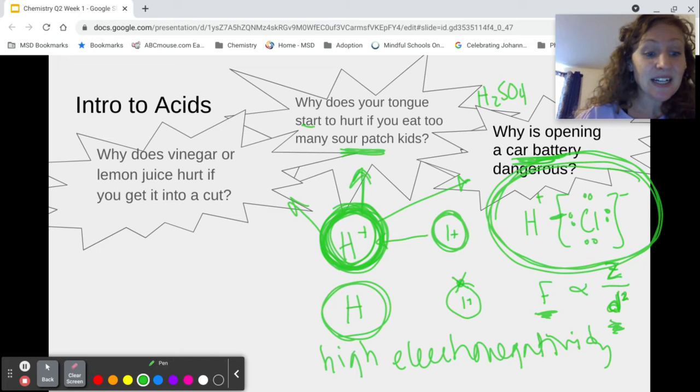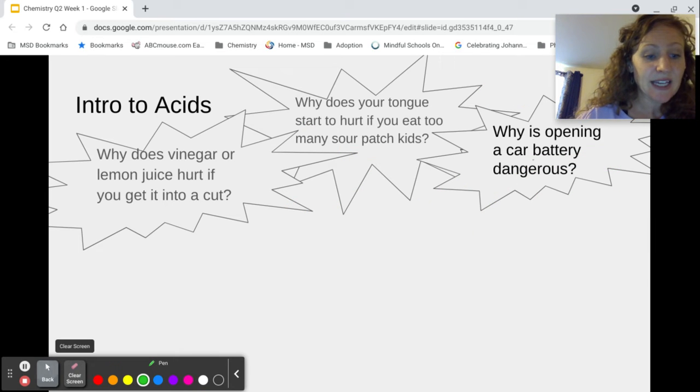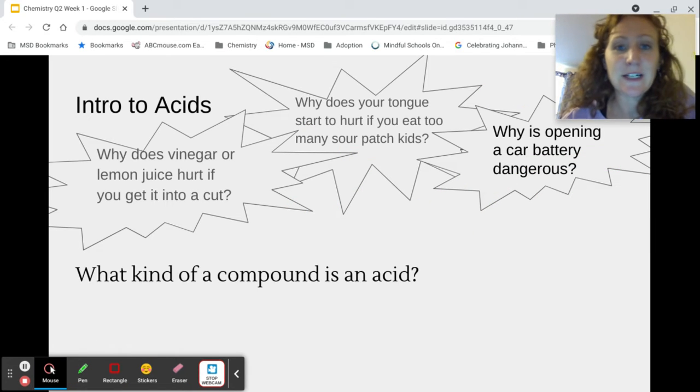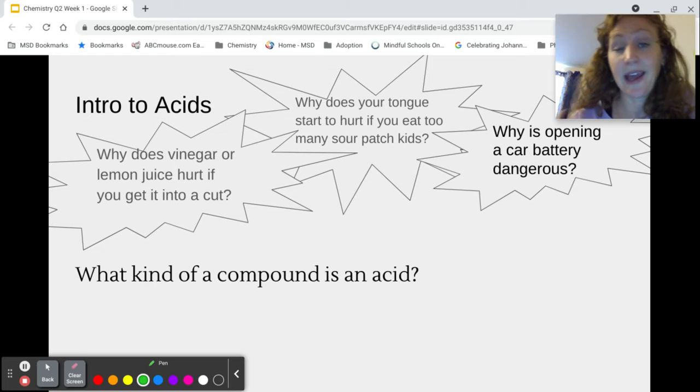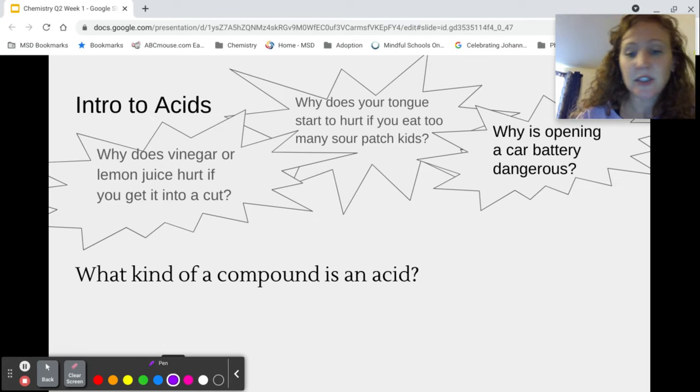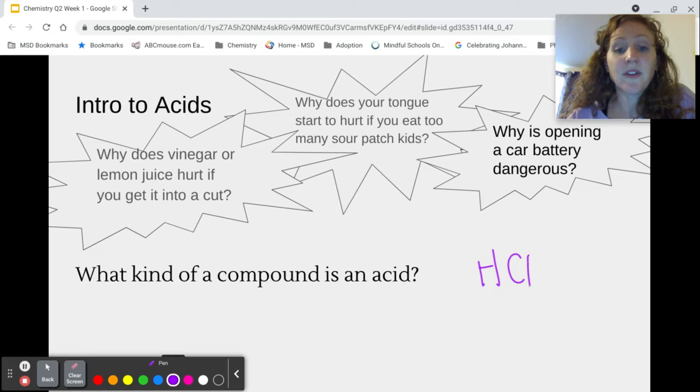Okay, so let's take a little bit closer look at acids in terms of what type of compound it is. Now, we kind of talked about how they act and how they form, but let's look at an acid. Let's go back to hydrochloric acid. What type of compound is it? This would be a good time to pause your video and see if you can classify it. Is it ionic? Is it metallic? Or is it going to have a covalent bond in between that hydrogen and that chlorine?